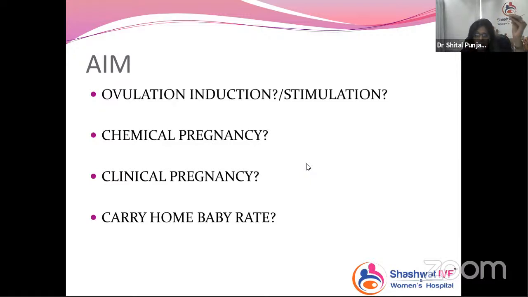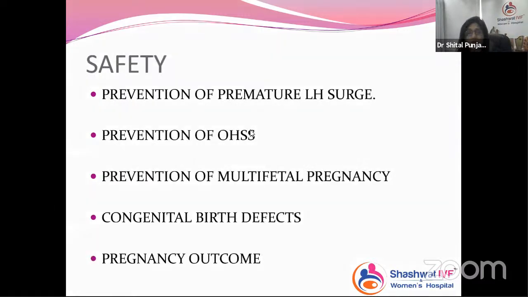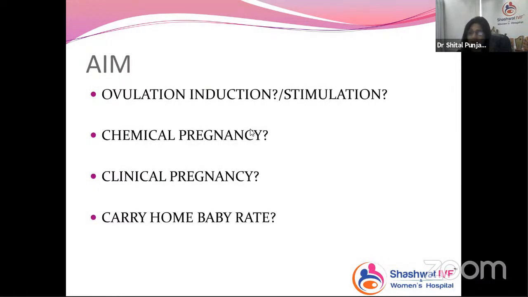So we'll start with the ovum. When do we call ovulation induction? When do we call ovulation stimulation? When do we call ovulation augmentation? And how do we monitor it?